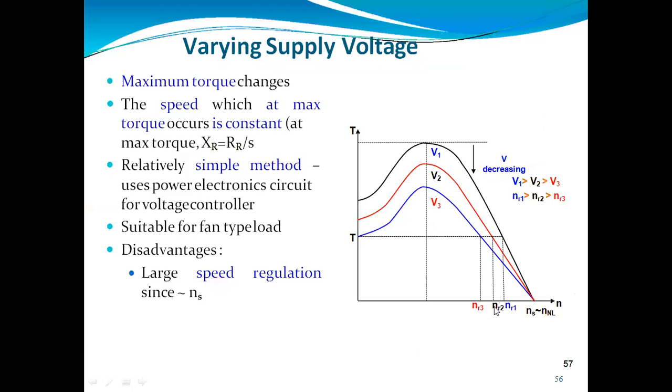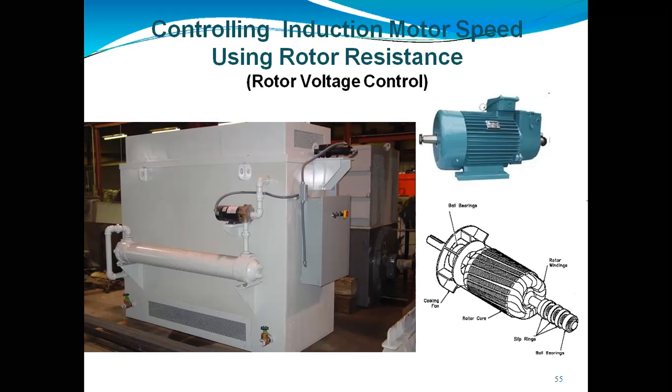So here we are supposed to vary its rotor resistance. At that time, if we are supposed to increase its speed, we are supposed to reduce the value of resistance. When we use the rotor resistance method, it has the disadvantage that it reduces efficiency and it will require large speed regulation.